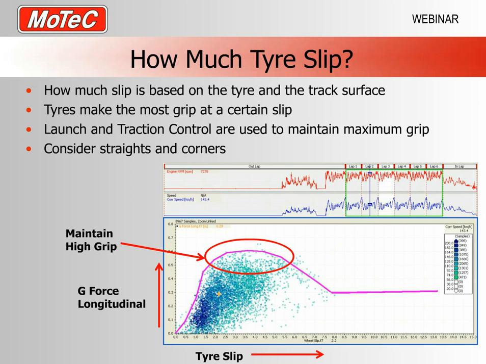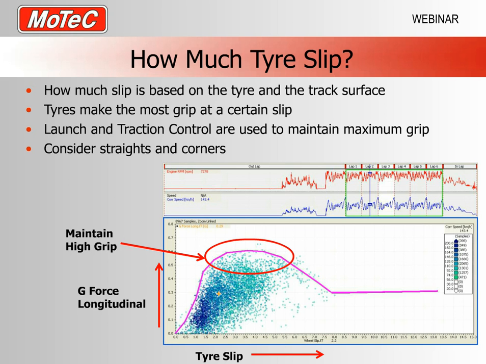So we can see here, hopefully that shows up fairly well on your screens, that between about 2.5% slip and about 4.5% slip, we make the maximum amount of grip. So realistically, you could probably drop it down a bit below 2% slip and right up to about 5% slip, and if we maintain that kind of slip around our track or down the quarter mile, we'll be using the tyres to their fullest.